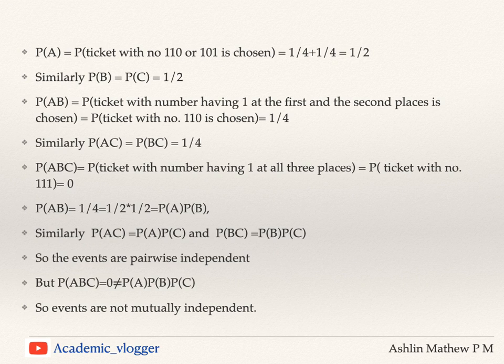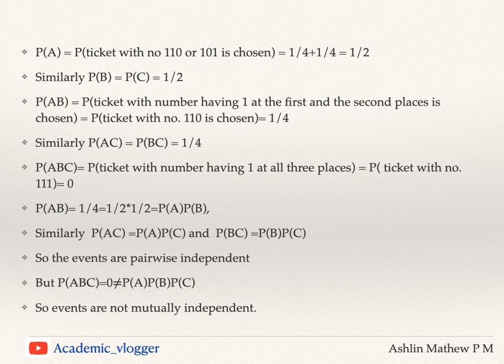Now, the probability of A intersection B. The probability of A intersection B means the probability that the ticket with the number having 1 at the first and the second place is chosen. So the number has 1 at the first place and the second place. That number is 110. So that ticket number is 110, and the probability is 1 by 4. Similarly, we will get the probability of A intersection C and B intersection C also as 1 by 4, where we get only a particular ticket in each case.